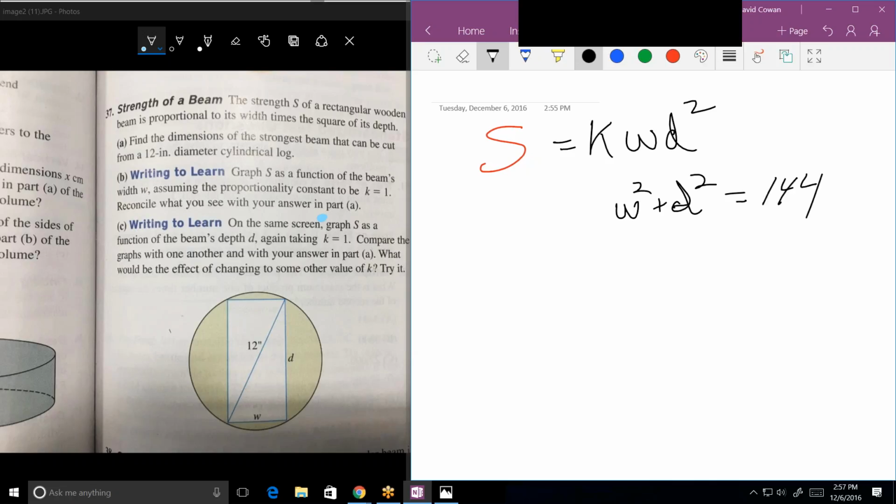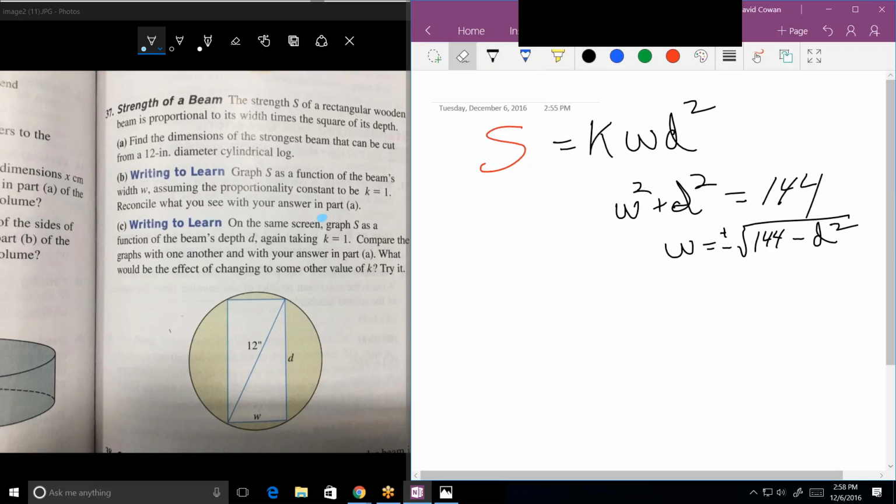So it doesn't matter which variable we solve for, W or D. So I'm going to just automatically solve for W here. So W is going to be the square root, actually the plus or minus square root of 144 minus D squared, right? Clearly I don't want the negative answer. Dimensions are always positive. So let me erase the negative.